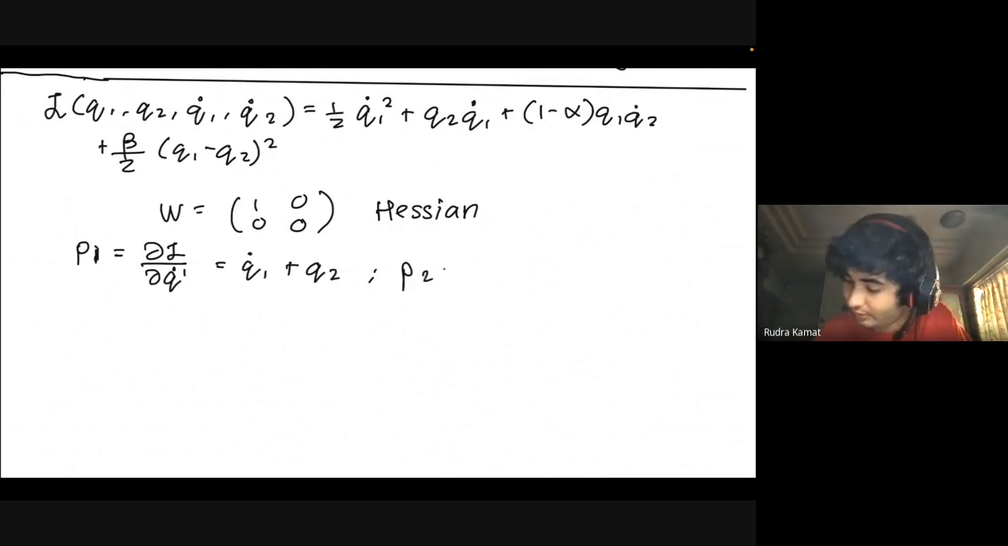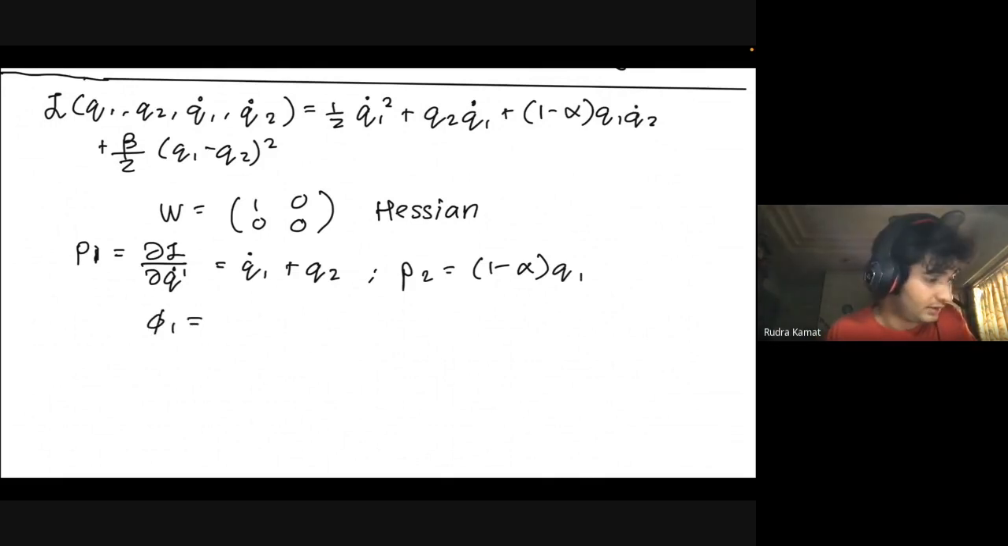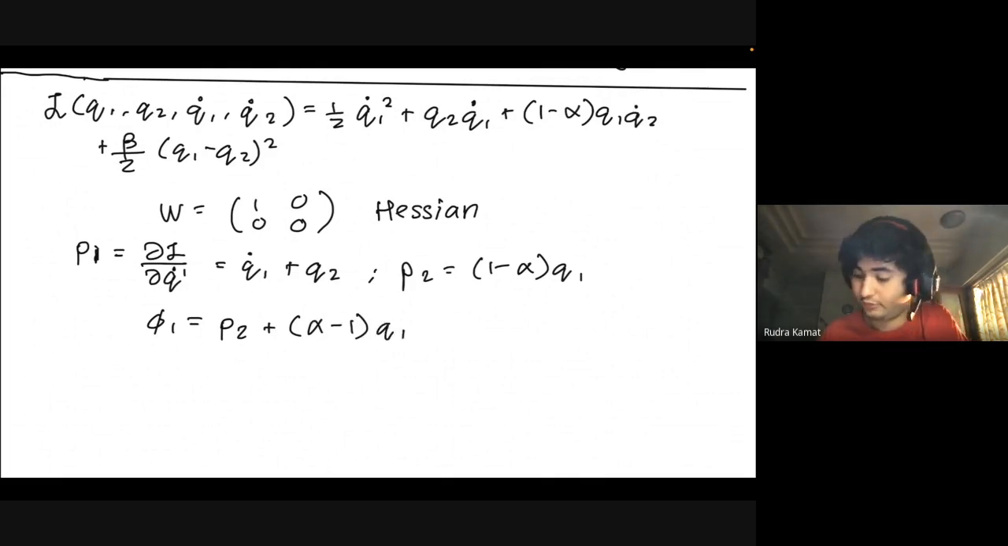P2 can be found as (1 minus alpha) q1. Phi 1, the constraint, will then be P2 plus (alpha minus 1) q1, out of the top two equations that we have, is weakly 0.